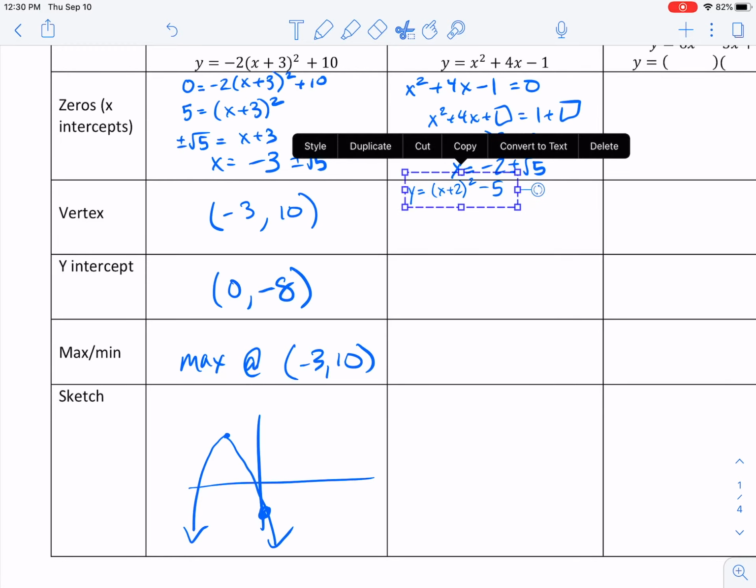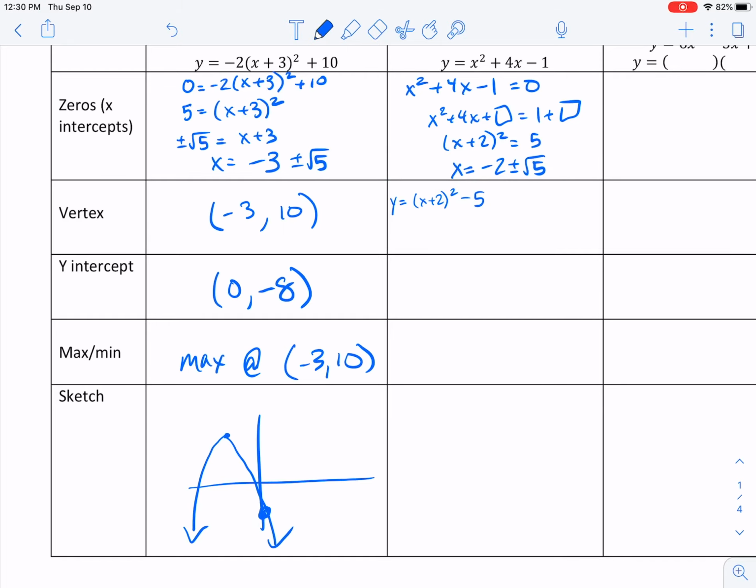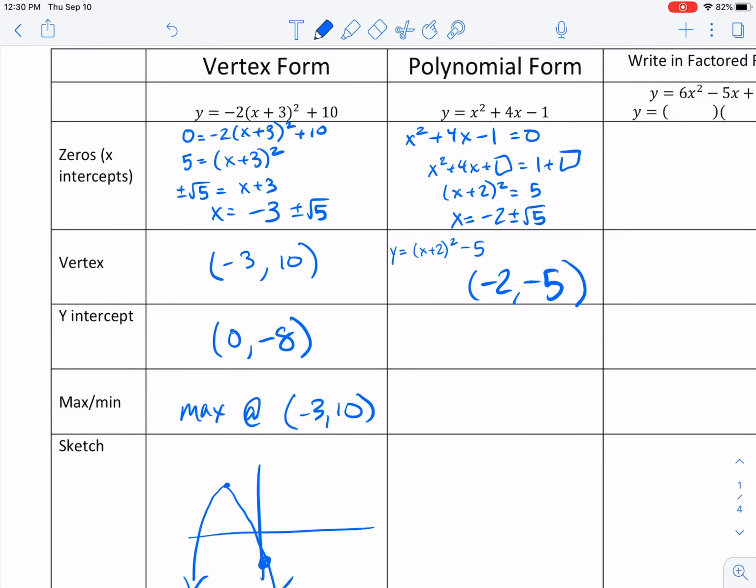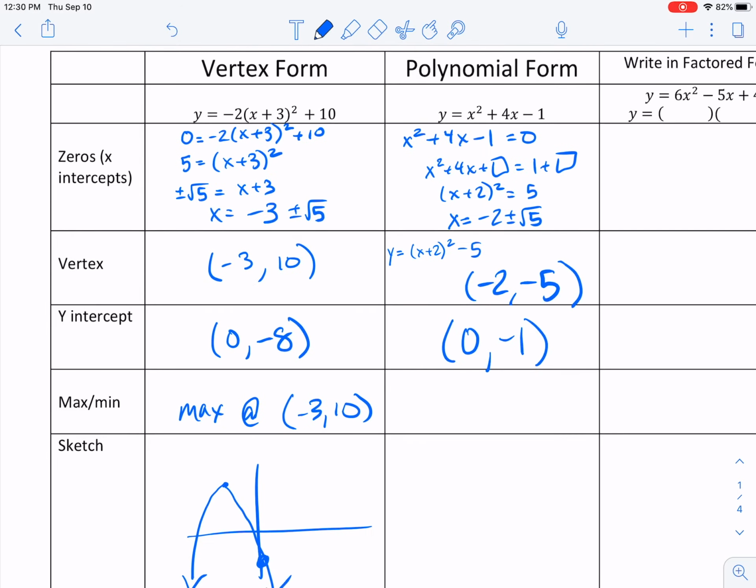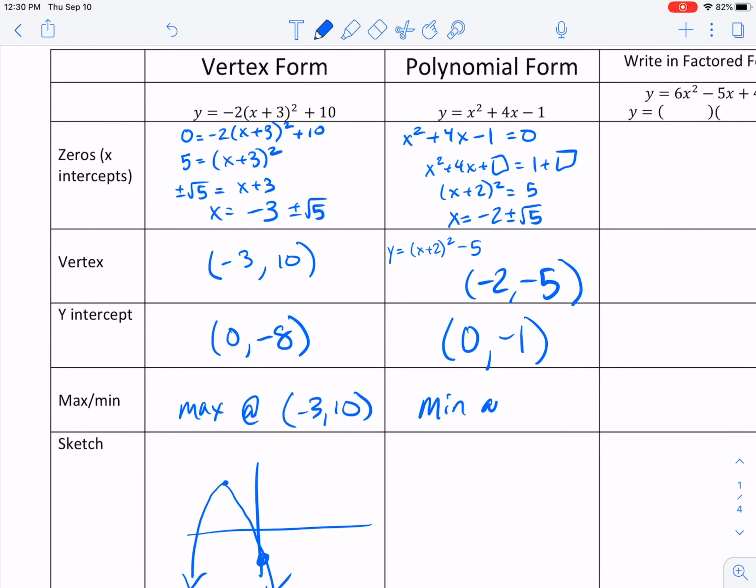Let's just shrink that down. The vertex, where is the vertex? It's at the point -2, -5. That's the answer they were looking for. The y-intercept, plug in 0 for x, and this one is glorious, so we get a -1. And this one's going to open up, so we have a minimum at that vertex, -2, -5.